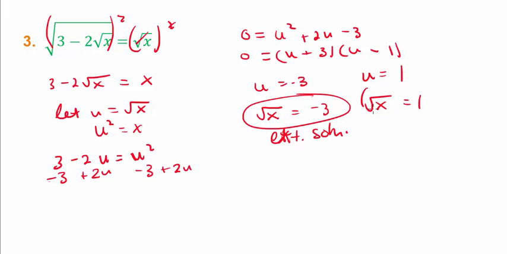However, the square root of x is equal to 1 is possible. Square both sides, and what you find is that x is equal to positive 1. So this is, in fact, my only solution to this equation.